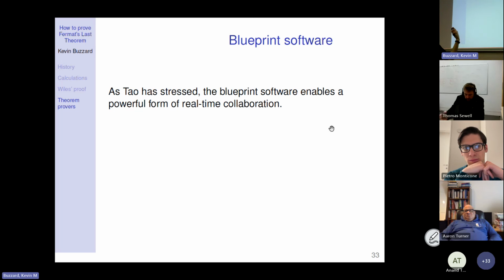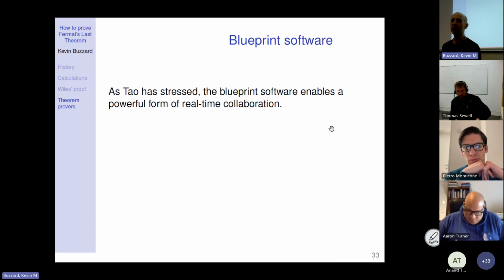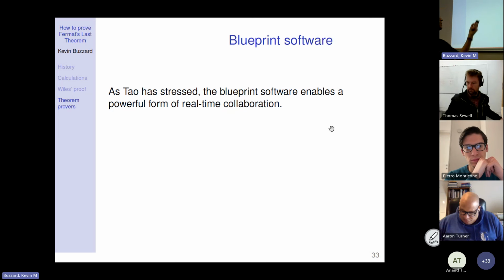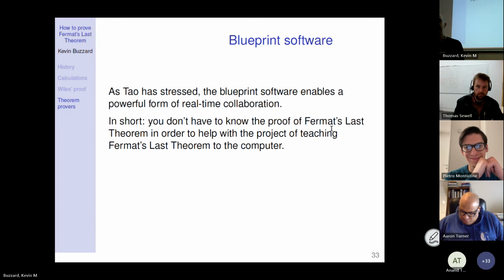Tao gave a talk at the joint maths meetings of the AMS last week, and he absolutely stressed that this blueprint software, this funny graph thing, enables this really powerful form of collaboration: you can get hundreds of people working on one project, and you don't have to trust. If you're trying to prove a theorem in the old-fashioned way, and somebody comes along and says, oh yeah, I proved this lemma, and they write down the proof in your LaTeX document, then you've got to check it. But the computer checks these things, so you might not even know this human. There's some random person that showed up on the internet.